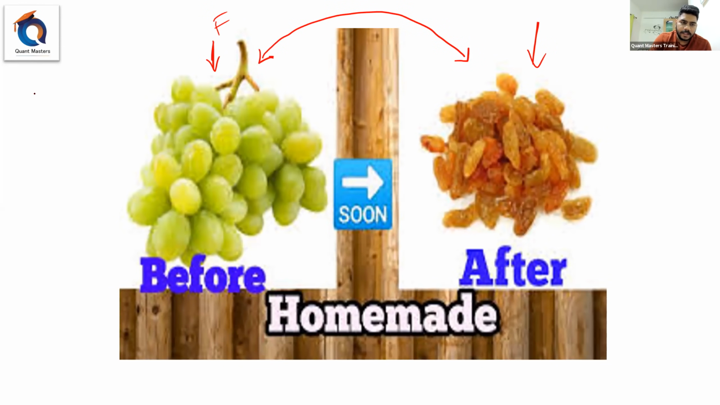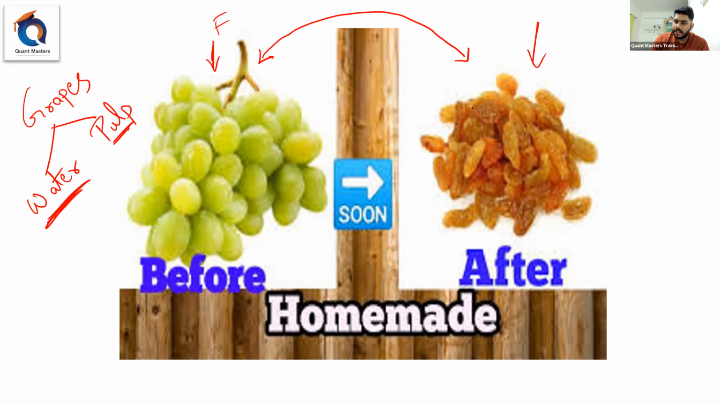See, grapes are made up of what? I'll just write it over here. Grapes are made up of water and pulp. This is what grapes are made up of. So in fresh grape, water will be more and pulp will be comparatively less. And in dry grape, water will be less, but pulp will be the same. Clear, all of you?